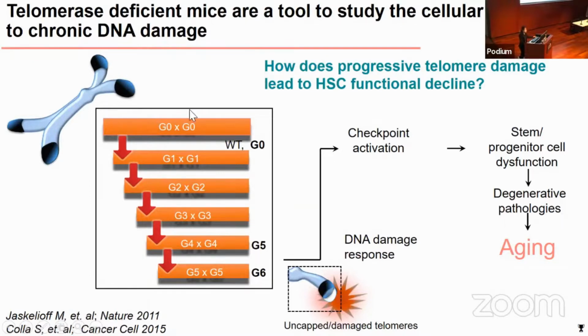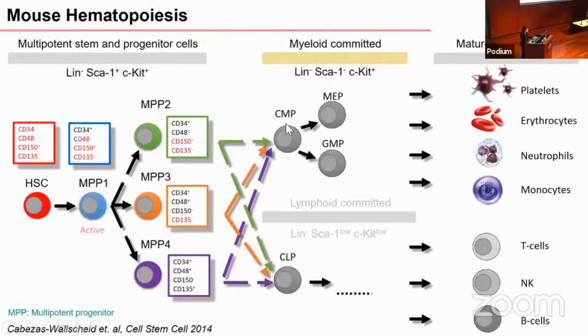Our goal is to understand how telomere shortening affects the function of hematopoietic stem cells. To this end, we analyzed the hematopoietic stem cell compartment in mice with short telomeres, G5 or G6, as compared to mice with long telomeres, G0.